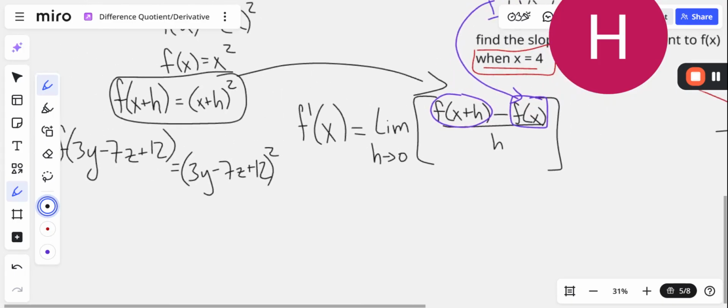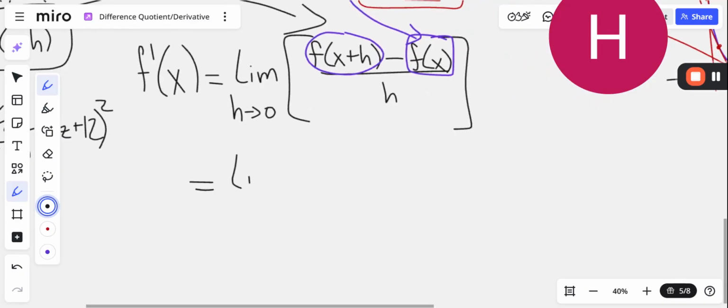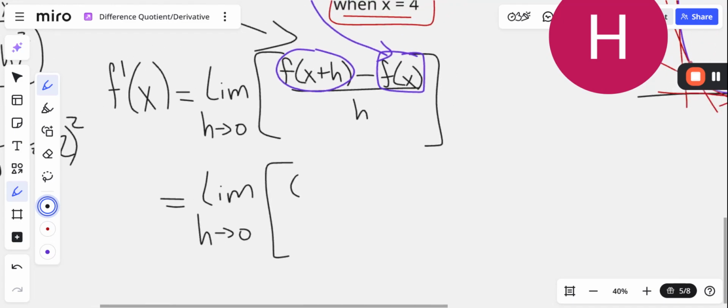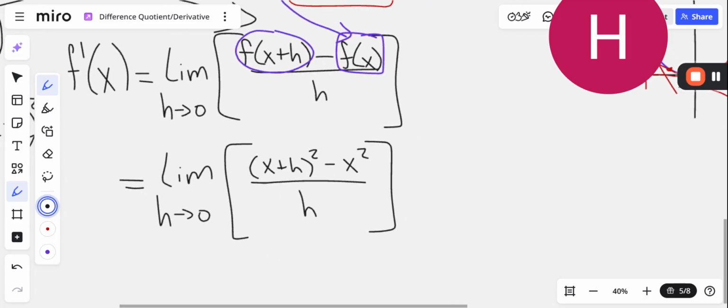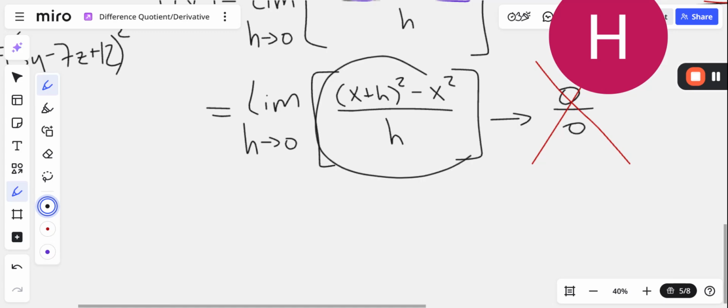So that should clear up the confusion of what we're going to do with f of x plus h. That means that the derivative of x squared is the limit as h goes to 0 of x plus h squared minus x squared, all over h. I'm just replacing f of x plus h and f of x. Now, of course, I want to try to plug in this limit value of 0, but if I plug in a 0, I'm just going to get 0 over 0. That is no bueno. We can't have anything divided by 0, let alone 0 divided by 0. That's even weirder. So what we have to do is simplify this inside first.